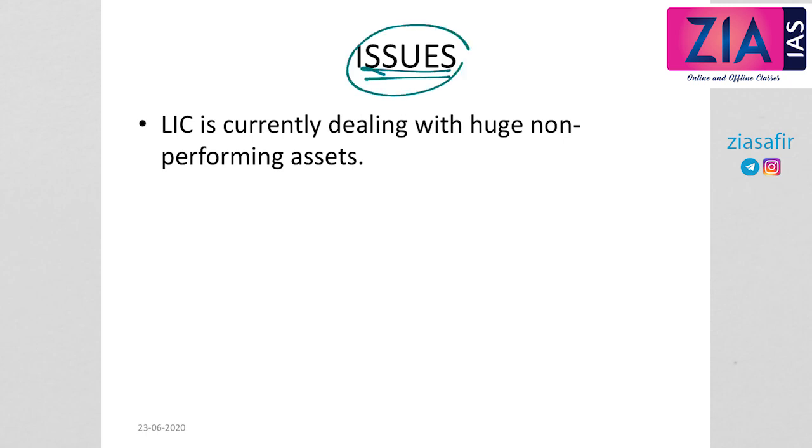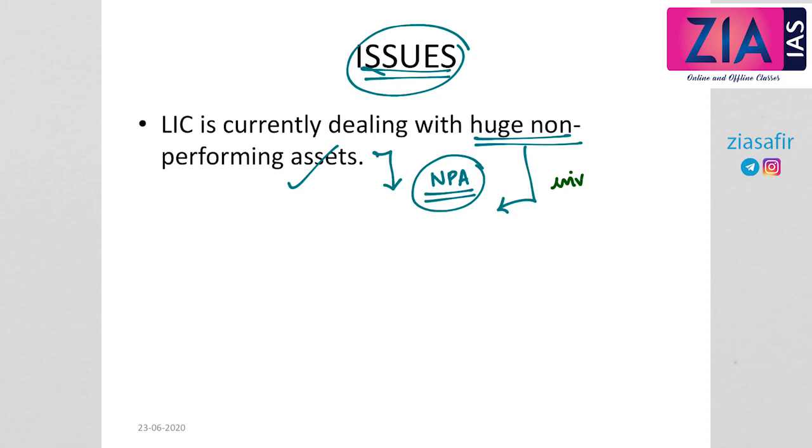Now what is the issue in that? LIC is dealing with huge non-performing assets now. The NPAs in the LIC are on the rise. Therefore, the issue is that with recent NPAs or with high NPAs, it may not attract investors, as in the case of Air India. But we cannot compare LIC and Air India for sure; I was just giving you an example. So if a company has huge NPAs, then this may not attract the investors. So this is the issue in it.